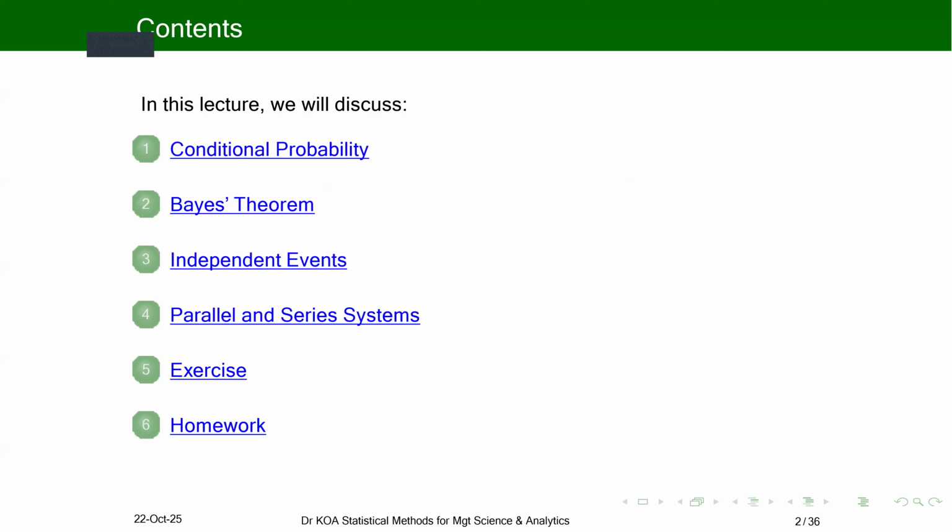So what we want to look at today is conditional probability. We'll look at Bayesian theory. If there is time, I don't think there will be, we'll look at independent and parallel series systems. And the exercise, we'll do it here. I'll also give you 2 homeworks and we shall do 2 class tests. So feel free to ask questions as we go.